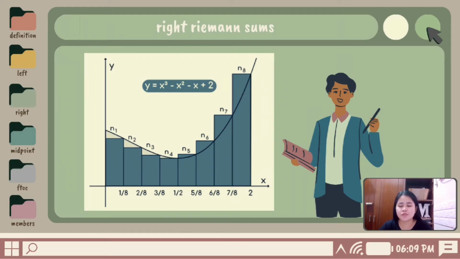For the illustration of the graph, we can use the GeoGebra app. To input values, we can use E is equal to rectangle sum of x cubed minus x squared minus x plus 2, and 0, 2, using 1. The graph will look like this.